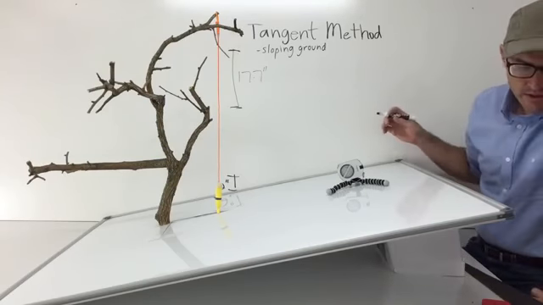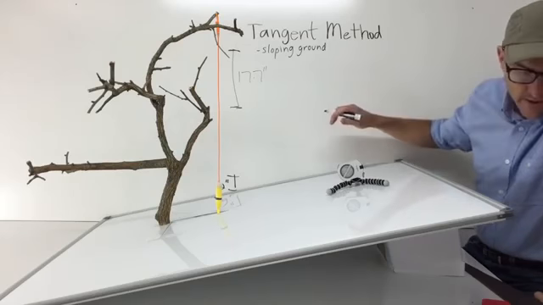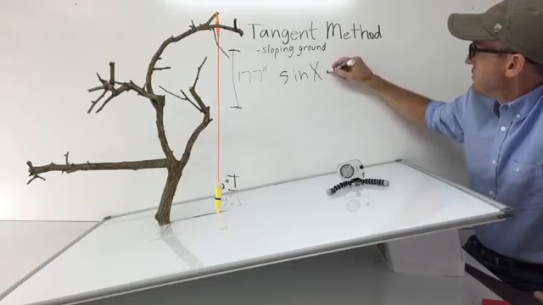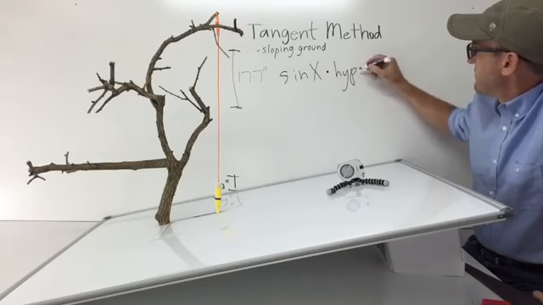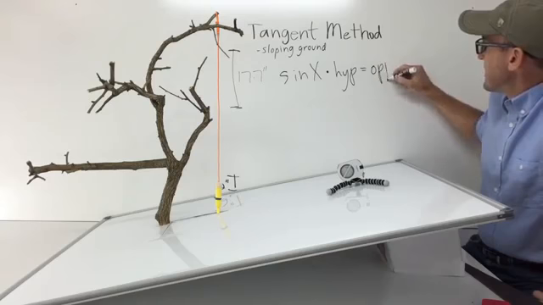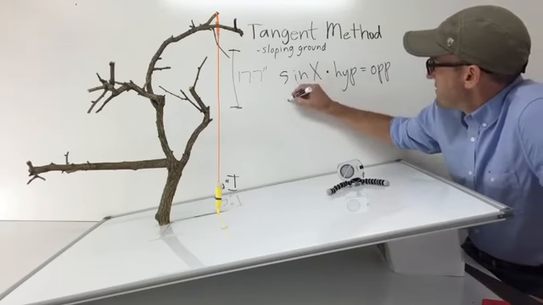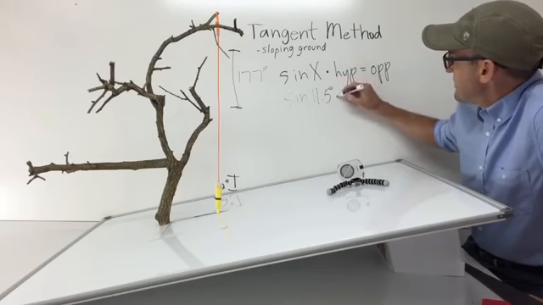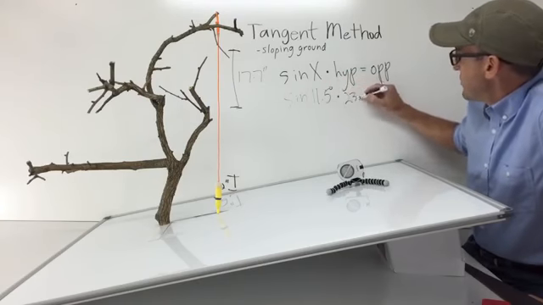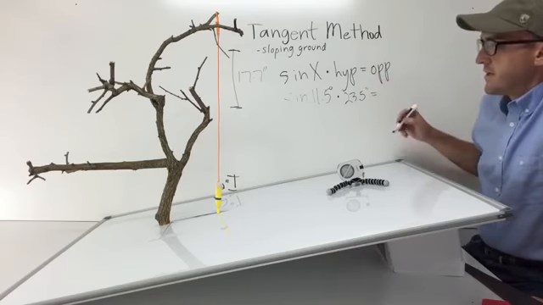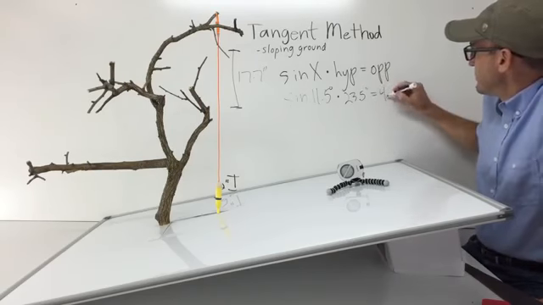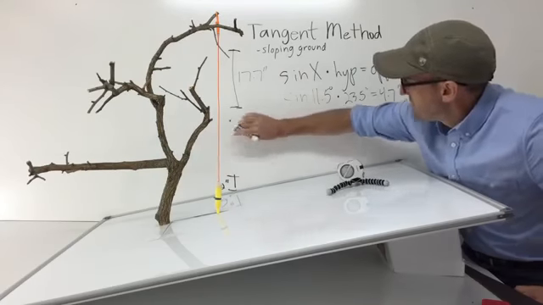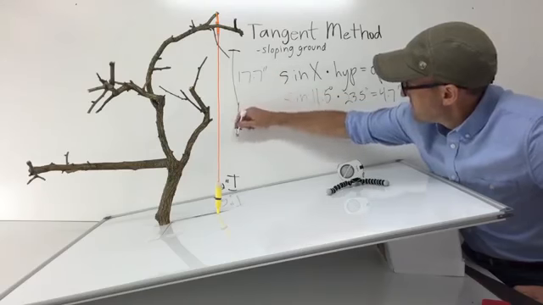All right. So in this case, we're going to do the sine of our angle multiplied by the hypotenuse, and that will give us the opposite side. So we have sine 11.5 degrees multiplied by 23.5 inches. And I did the math on that, and that works out to 4.7 inches. All right, so scale this better.